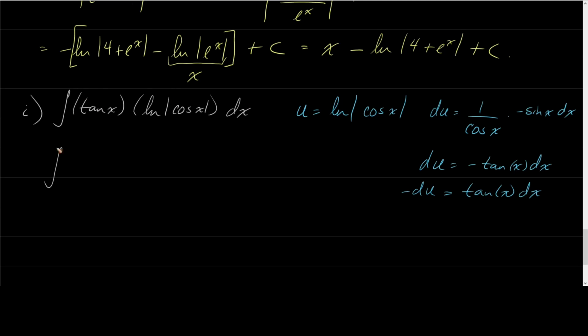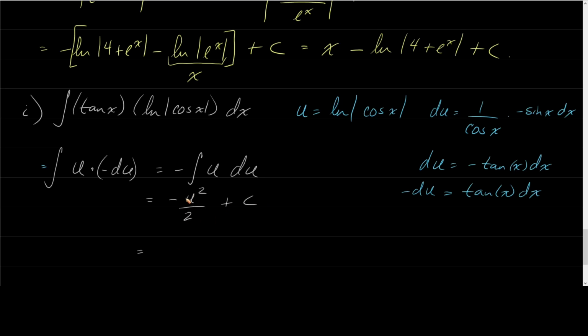Now this tan of x dx, we just said is going to become negative du. This ln of cosine of x, that's our u. So we have u times negative du. So what we really have here is negative integral of u du. At this point, what is the integral of that now? Well, it becomes negative u squared over 2 plus c.